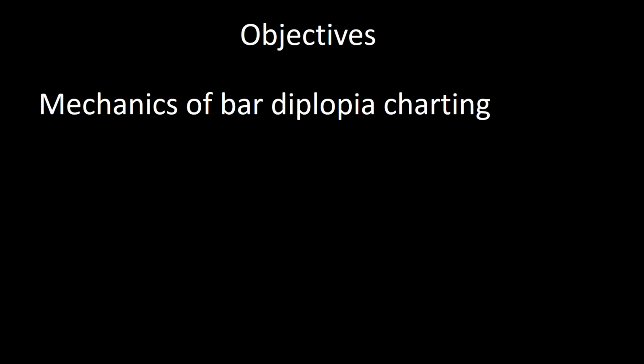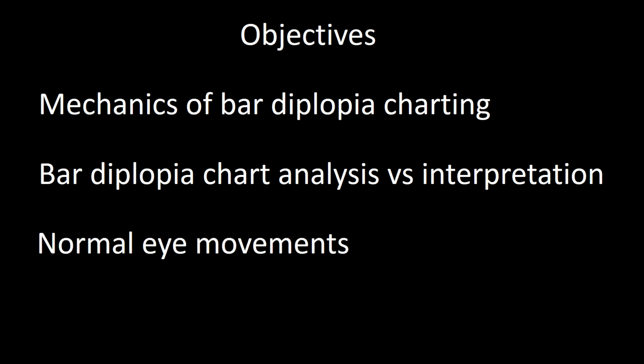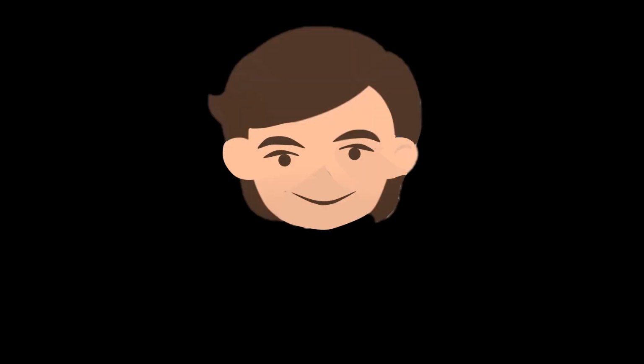During this talk, we will go through a few key points concerning the mechanics of bar diplopia charting, briefly explain the difference between bar diplopia chart analysis and bar diplopia chart interpretation, and after we will focus on normal eye movement. This third part constitutes the bulk of this talk. A relatively easy way to understand the complexity of normal eye movement is analyzing the bar diplopia charts of patients with single extraocular muscle weakness.